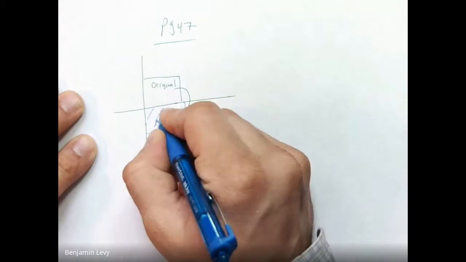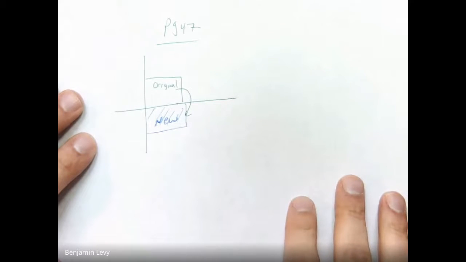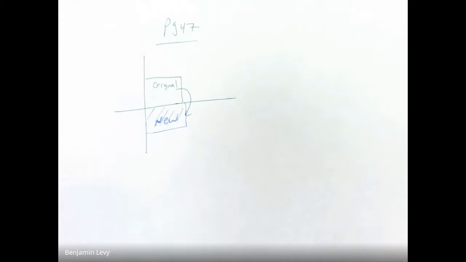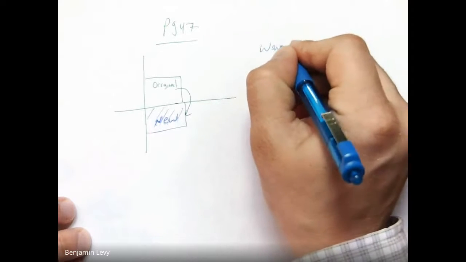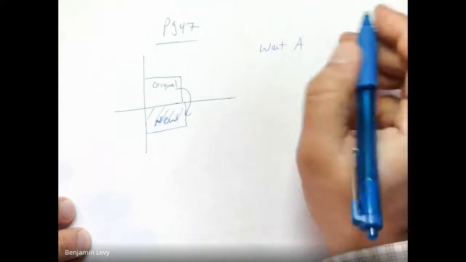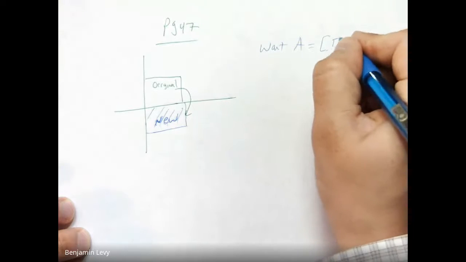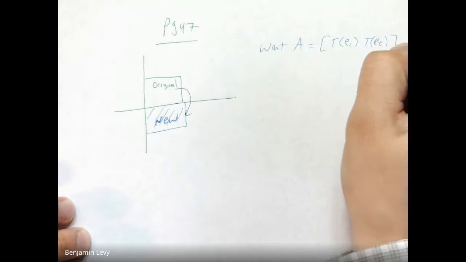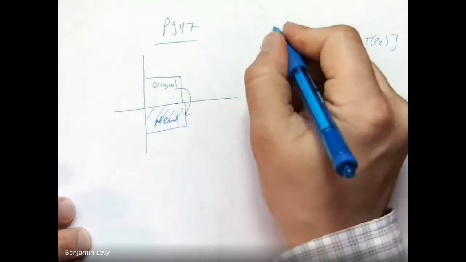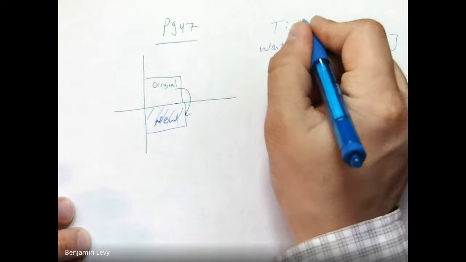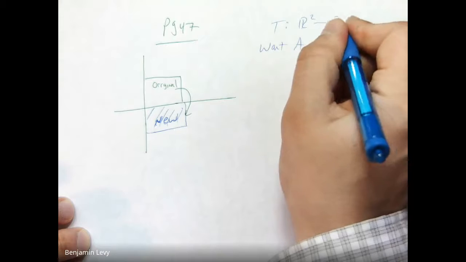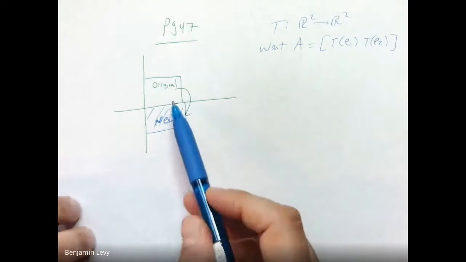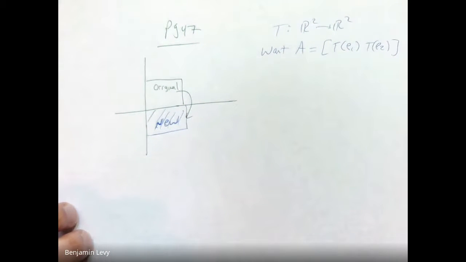Right, this is the transformation. And so what we want is the matrix A. And we know that A is going to be the transformation applied to the two E's. We know there's two of them because this particular transformation is from R2 to R2, right? It's a two-dimensional thing, and it stays two-dimensional after we do the transformation.